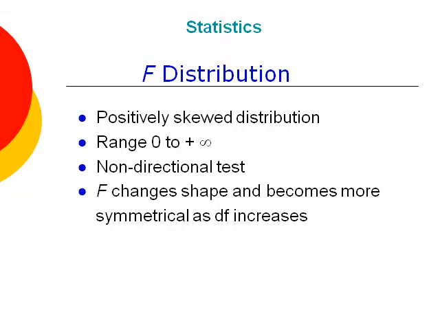First, it is a positively skewed distribution that becomes somewhat more symmetrical in shape as degrees of freedom increase. The range of the F distribution is 0 to positive infinity. This difference is because the F is a sampling distribution of sample variances, and because the variance is based on squared values, there are no negative values in the F distribution. Also, because there are no negative values, we are not able to test two-tailed hypotheses. Thus, analysis of variance is a non-directional test.